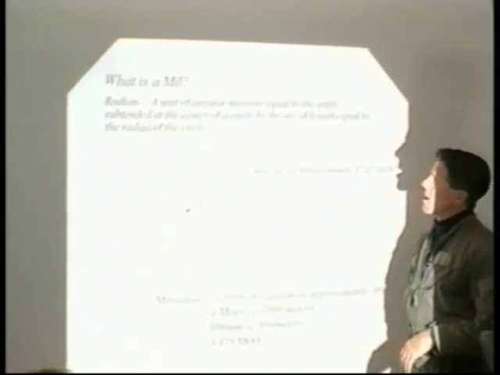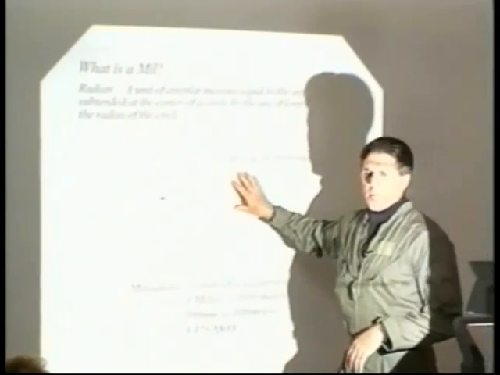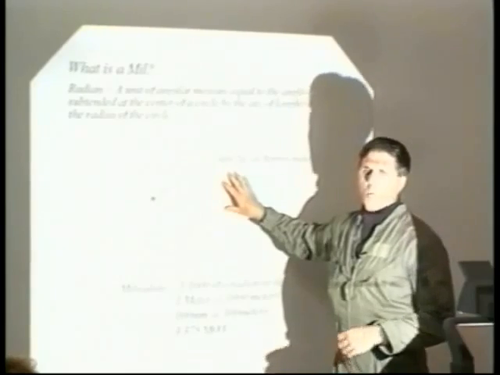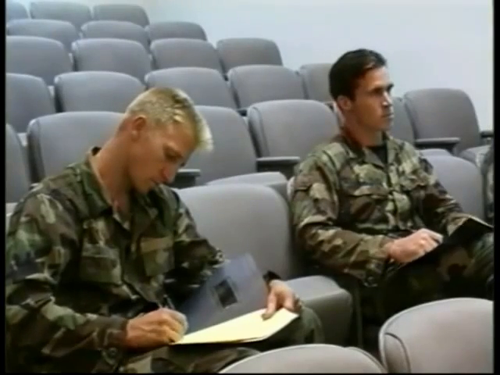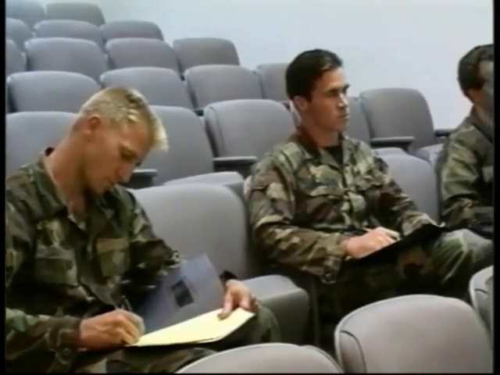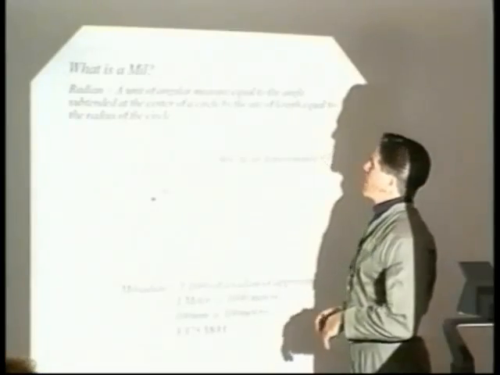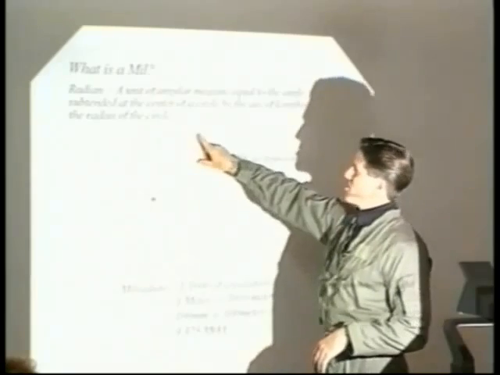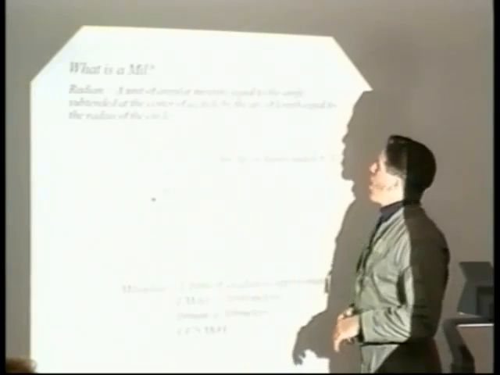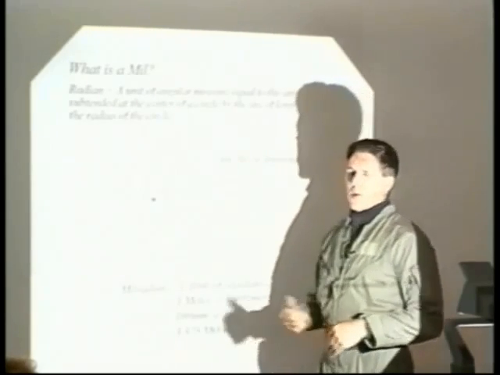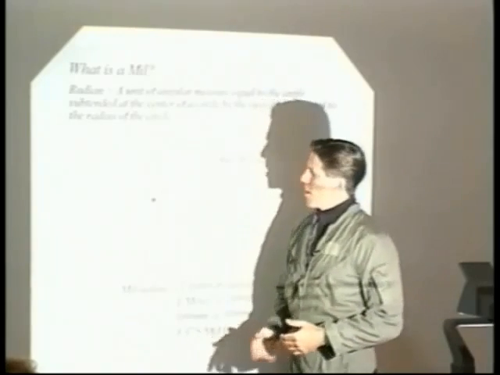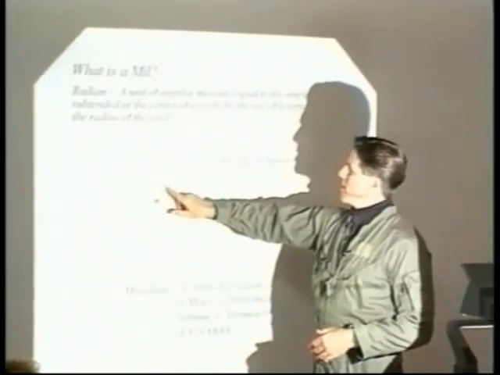Okay, essentially, mil is short for milliradian, or 1/1000th of a radian. Fairly simple. What is a radian? Well, I got the definition right up here: a unit of angular measure equal to the angle subtended at the center of a circle by an arc of length equal to the radius of the circle. Okay, a mouthful. What I'm looking for is this angle here.